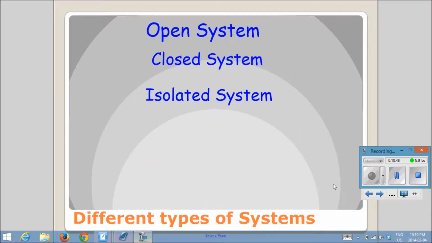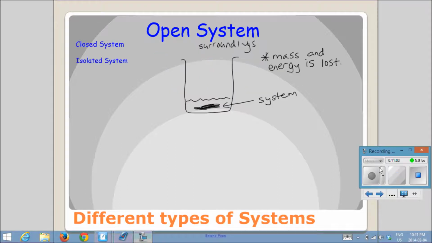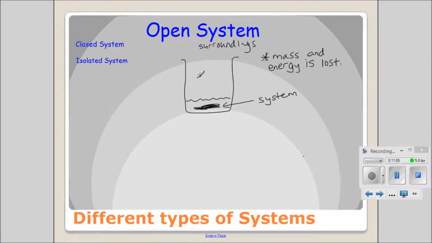So when we talk about our types of systems that we have, when we're talking about balanced chemical equations, we really have three different types. Chemical reactions can happen in what we call an open system, a closed system, or an isolated system. Okay, let's look at our open system. What we have is a chemical reaction happening in a beaker. It's probably in some water, so that black is representing our chemical system. The surroundings is everything around it.